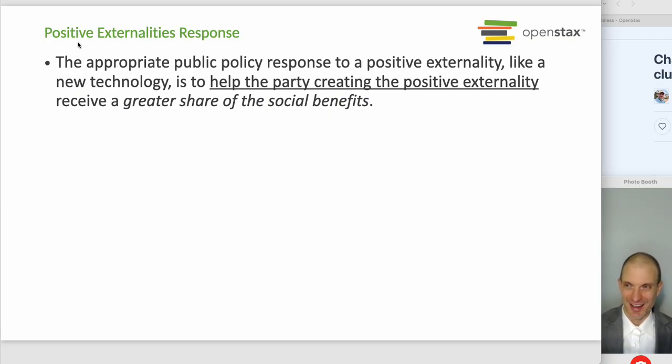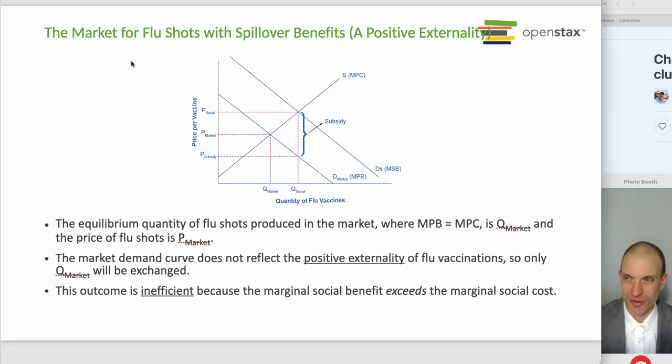All right. Positive externalities response. The appropriate public policy response to a positive externality, like a new technology, is to help the party creating the positive externality receive a greater share of the social benefits. Yeah, that's right. You can bring forward some of those benefits by subsidizing. So we have subsidized education in many states in the U.S. In-state tuition is subsidized up to, say, 120 credits. Beyond a certain point, you pay the same as a student out of state. But the idea is, well, the state benefits from that investment in having a more educated workforce.